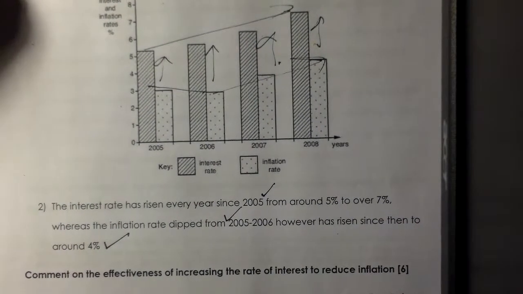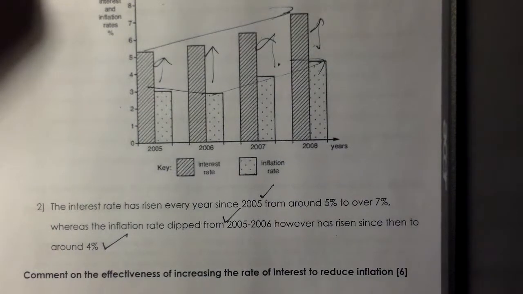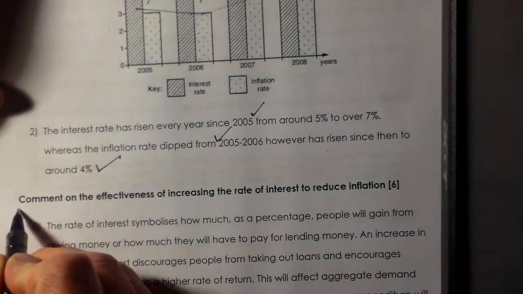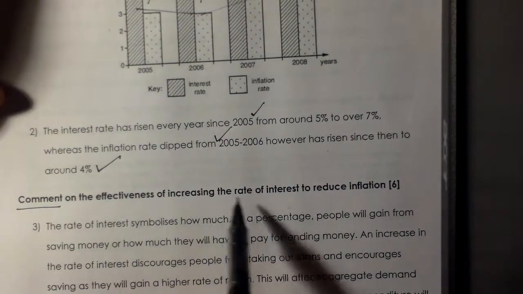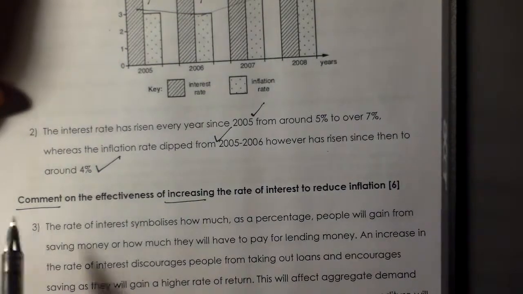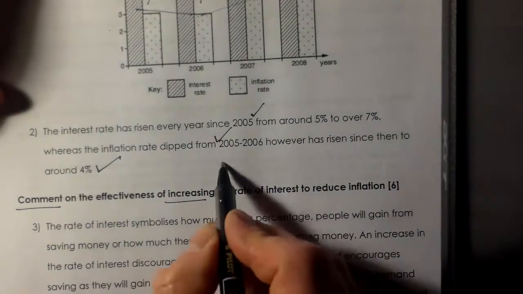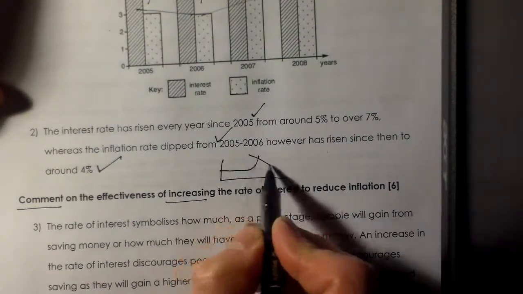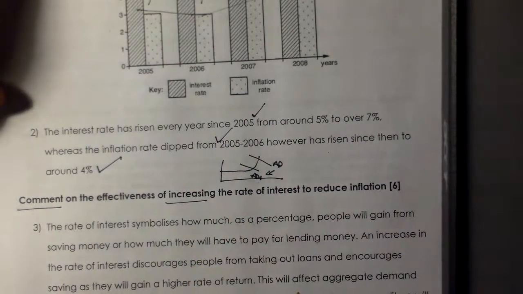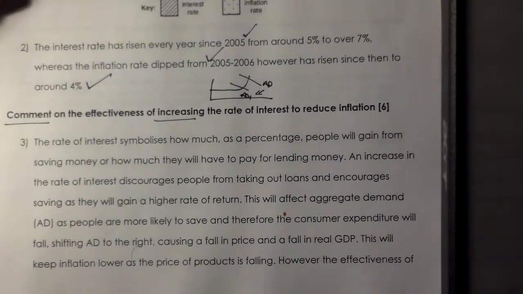The next question is: comment on the effectiveness of increasing the rate of interest to reduce inflation. As it's a comment question, you're looking at how increasing the rate of interest would reduce inflation, and then why maybe increasing the rate of interest would not reduce inflation. And essentially you're looking at a graph that would reduce aggregate demand within the economy and reduce the rate of inflation.